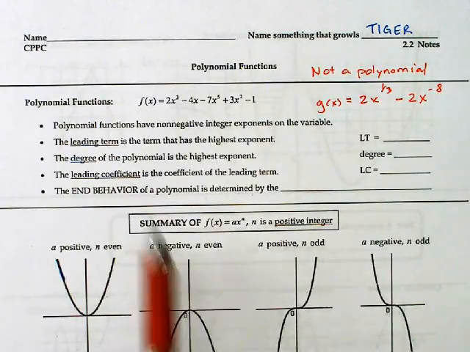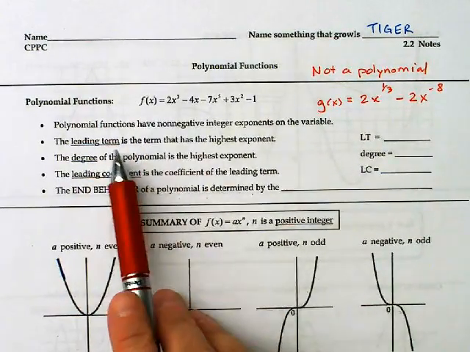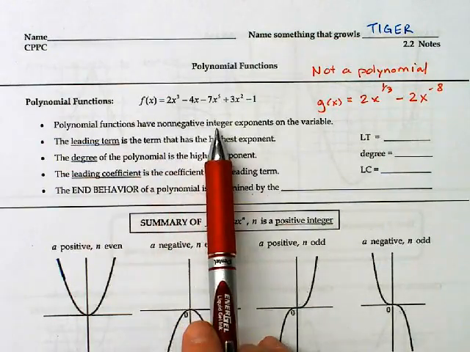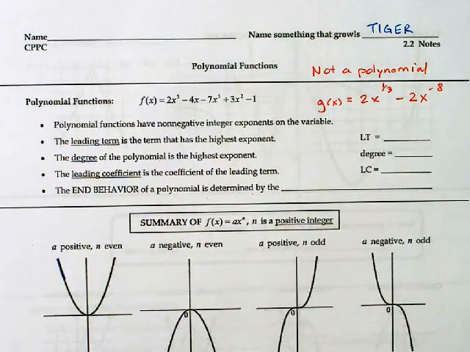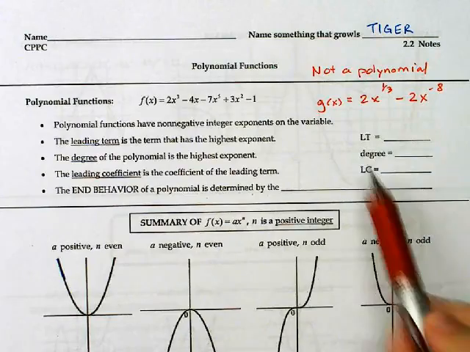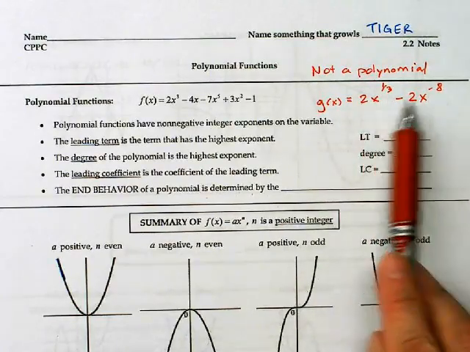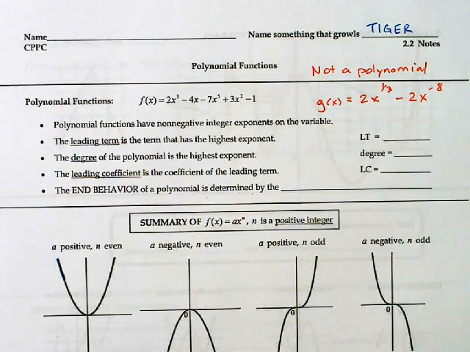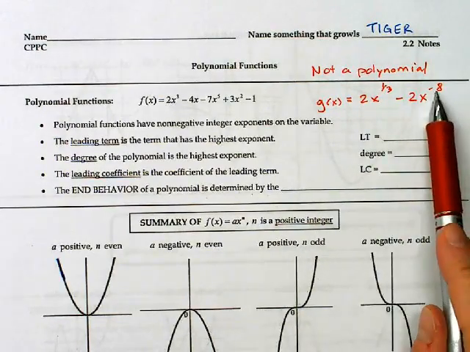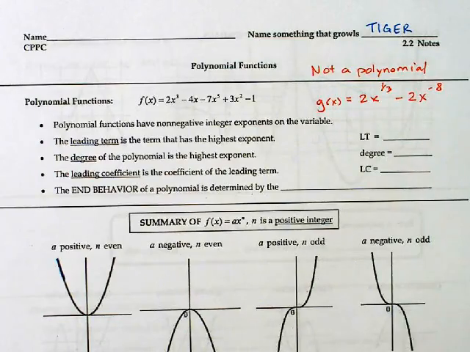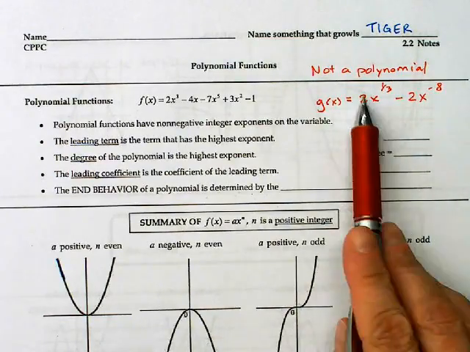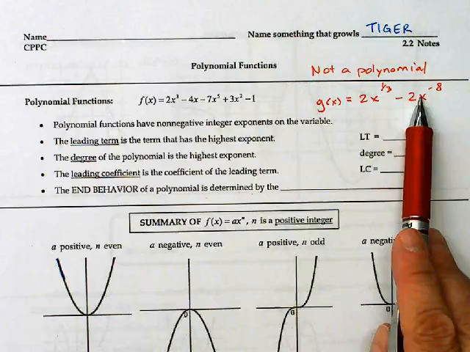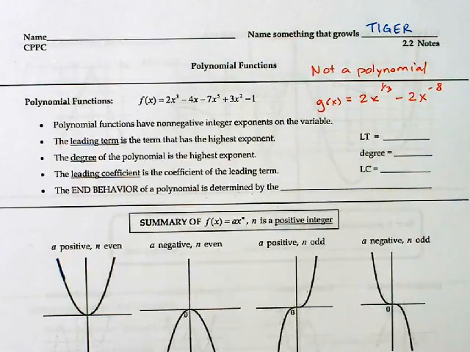A polynomial function, here's an example of one right here. They have non-negative integer exponents on the variable. So just to showcase that, here's an example of something that is not a polynomial. We have a 1/3 exponent, that is not an integer. We have a -8 exponent, and that is not positive. So for various reasons, this is not a polynomial function.